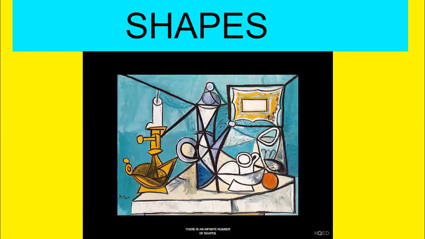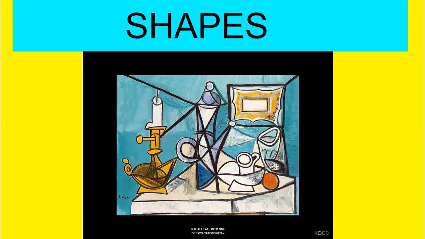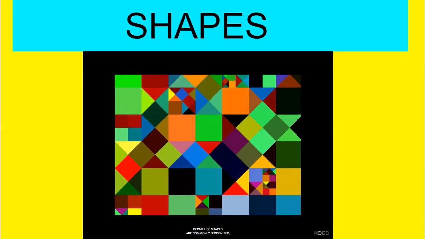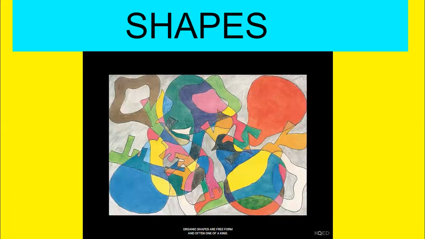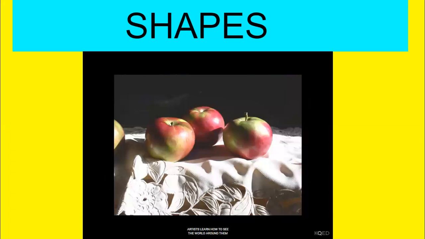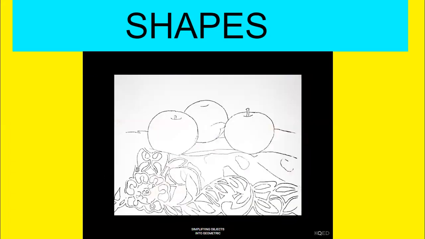There is an infinite number of shapes, but all fall into one of 2 categories: geometric or organic. Geometric shapes are commonly recognized such as squares, hexagons, rectangles, and circles. Organic shapes are free-form and often one of a kind. Artists learn how to see the world around them as basic shapes. Simplifying objects into geometric and organic shapes makes drawing them easier.